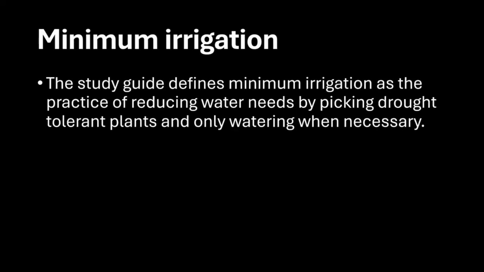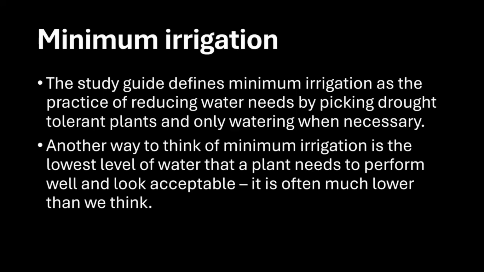Minimum irrigation. The study guide defines minimum irrigation as the practice of reducing water needs by picking drought-tolerant plants and only watering when necessary. Another way to think of minimum irrigation is that it's the lowest level of water that a plant needs to perform well and look acceptable. It's often a lot lower than we think.